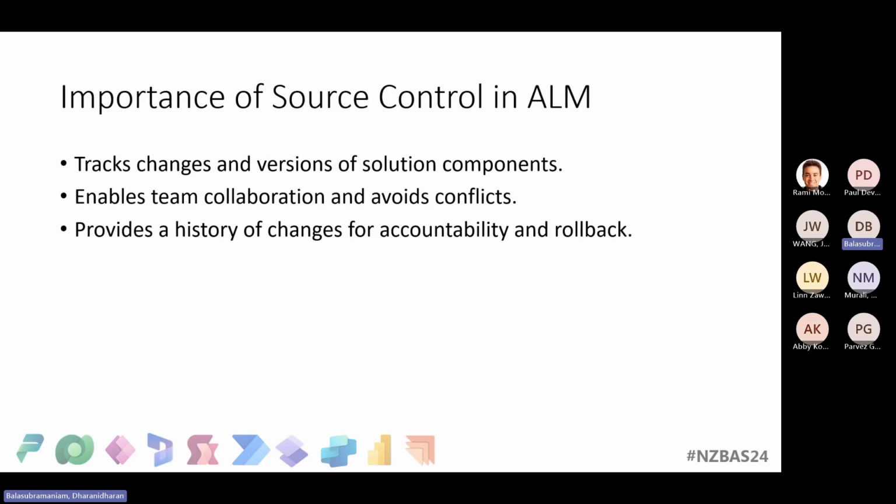So now let's move on to the importance of source control in ALM. Now we can see how we can use tools like GitHub and Azure Repos to manage our solutions. Source control is essential for tracking the changes, collaborating with the team members, and maintaining a reliable history of our work, which makes it easy to roll back to a previous version if something goes wrong.